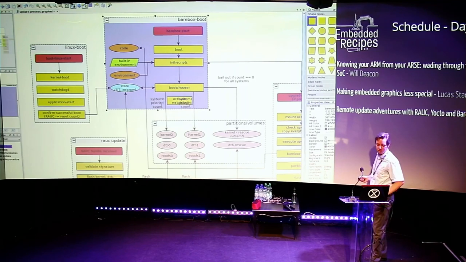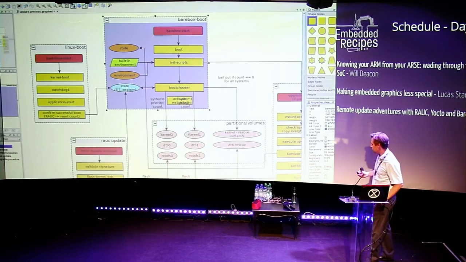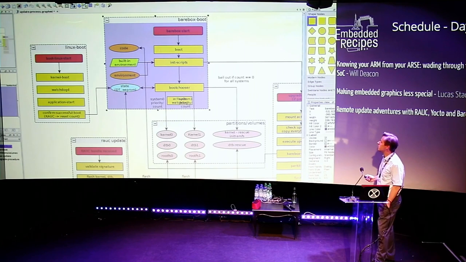So basically, this block here is the Barebox boot block. What is happening with the final Barebox, which contains all the features I need for doing the system update? It is booting, doing some init stuff, and then it will run the bootchooser feature. The bootchooser will look up in the Barebox state some information about the system, and this information contains the priority and the counter for each system, system 0 and system 1.